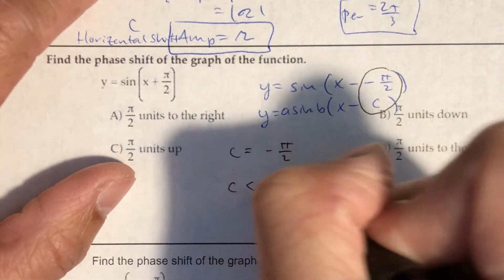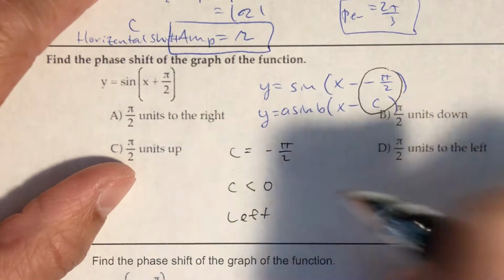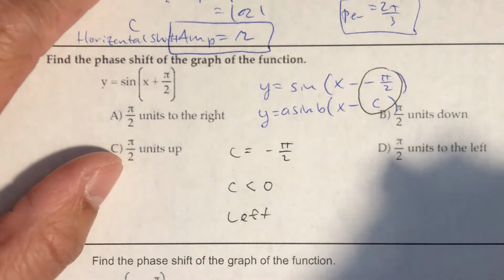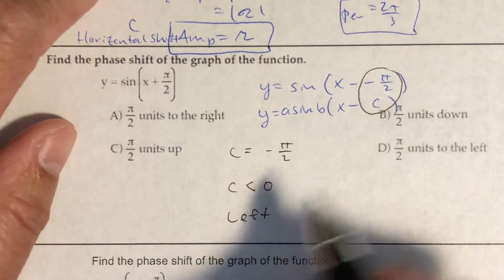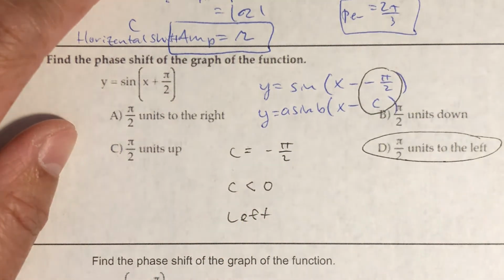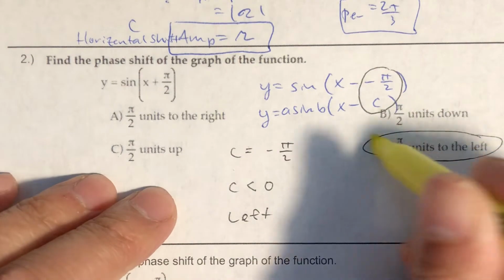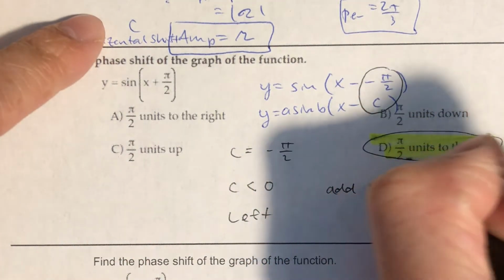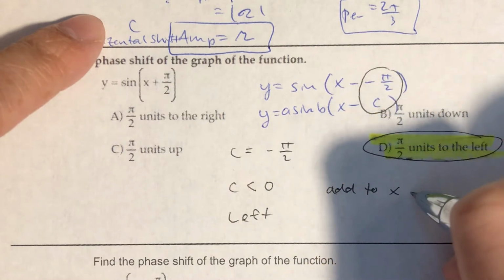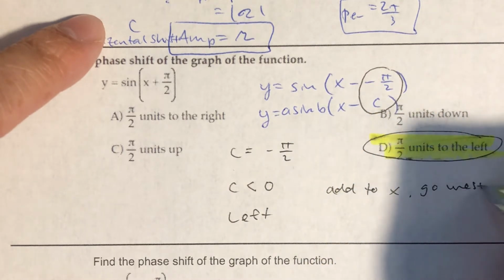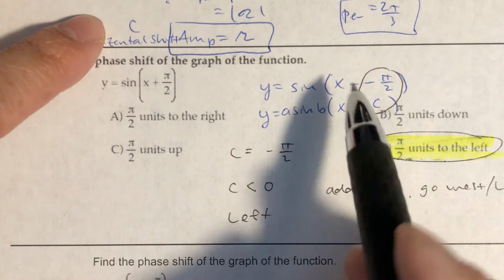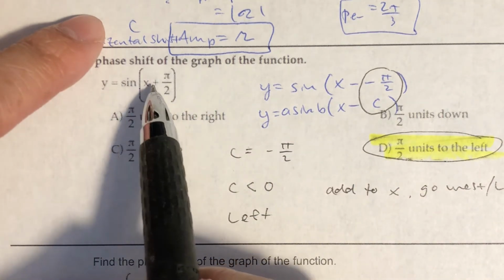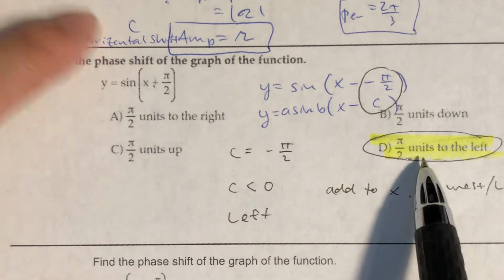So when c is less than 0, you're going to go left. So you will go left pi over 2, which is letter choice D. Remember the silly phrase? Add to x, go west or left. So you are adding to x here, which means you're going to go left pi over 2 units.